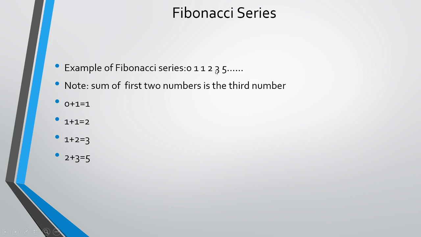1 plus 2 will be 3. 3 plus 2 is 5. Next will be 3 plus 5, 8. Like that, the series will go. That is, the sum of the first two numbers is the third number. That's the main logic of the Fibonacci series.